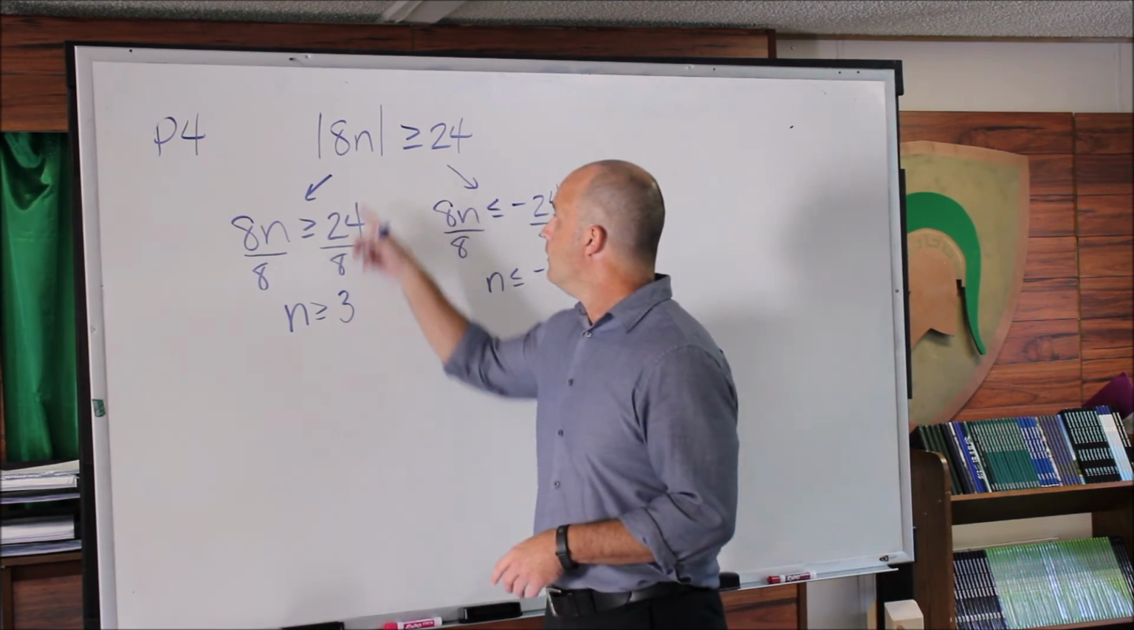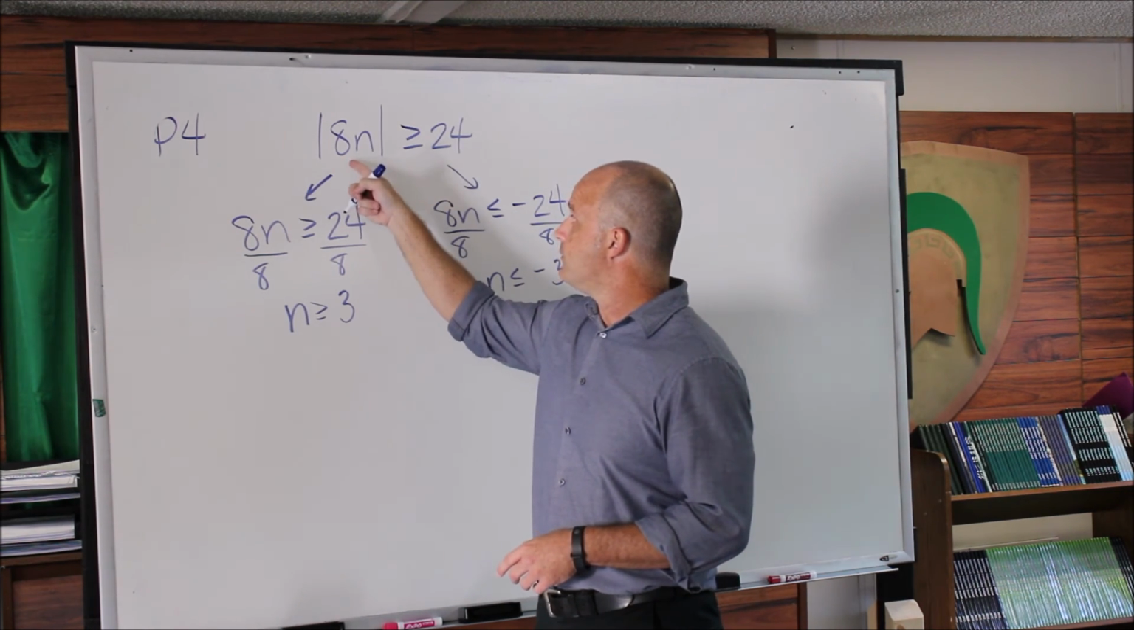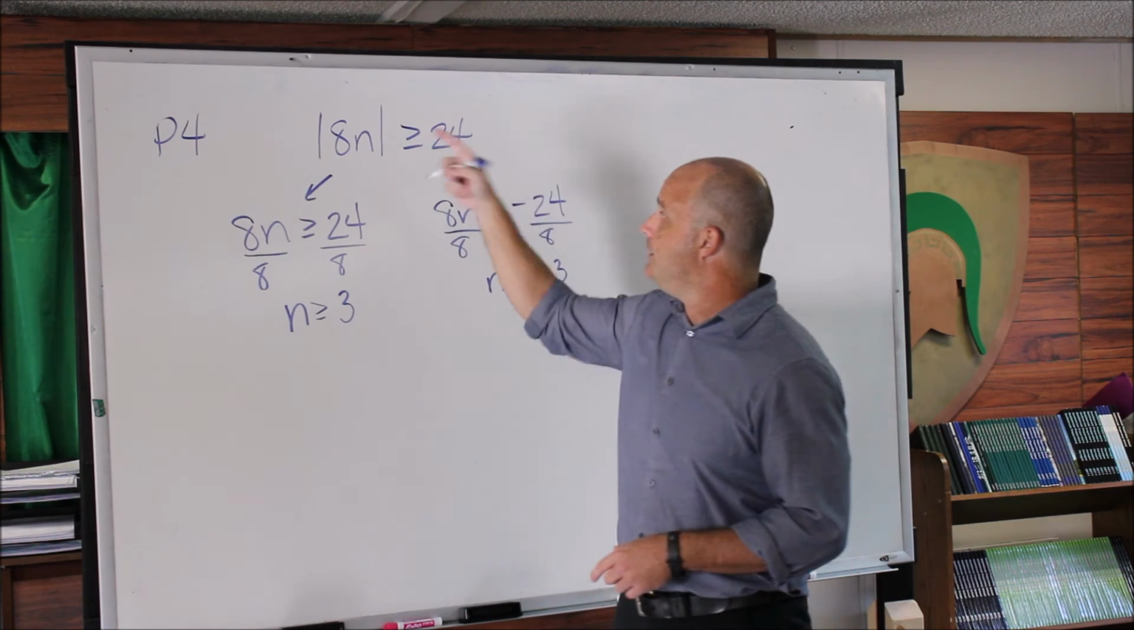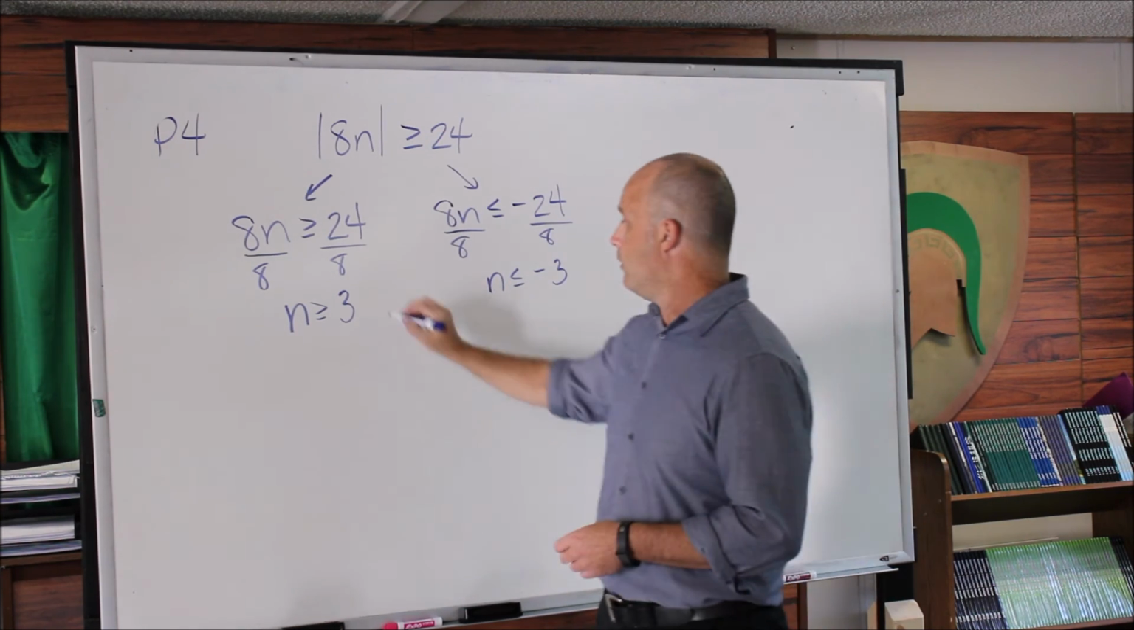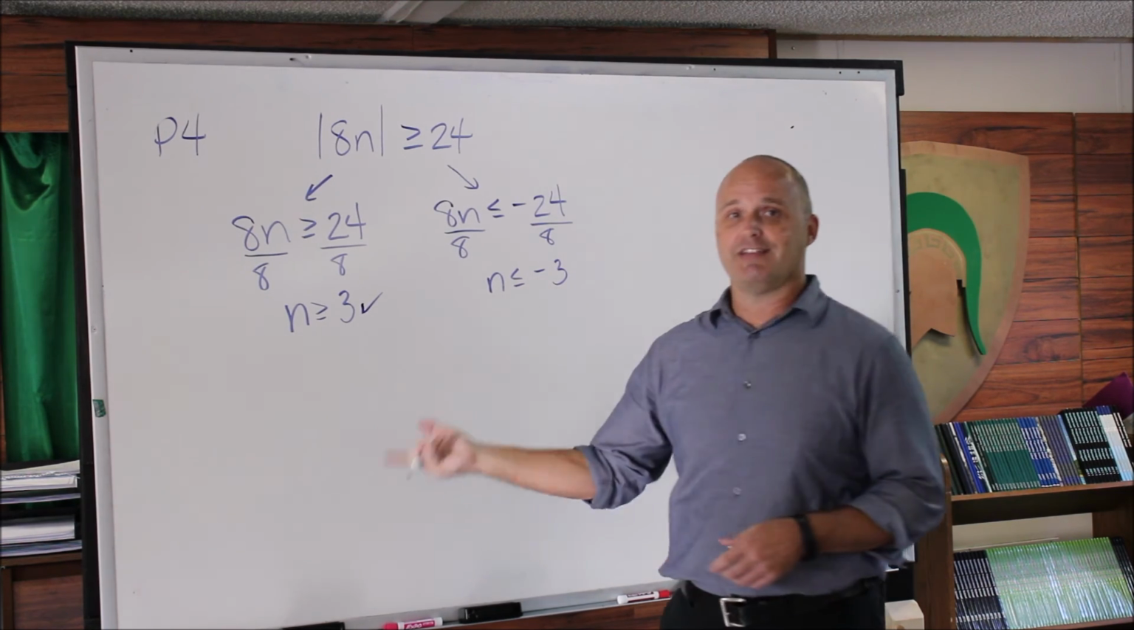So try it out. 8 times 4 is 32. The absolute value of 32 is 32. And 32 is greater than or equal to 24. So that checks out.